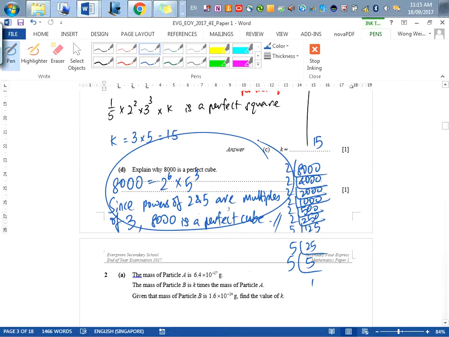Okay, we don't try for every single question whether it makes sense or not. We go down to the principle. What makes it a perfect square? What makes it a perfect cube? And this is the reason. No guess and check. No coincidence at all. This is the reason. Okay?